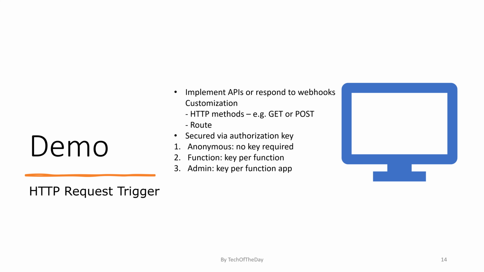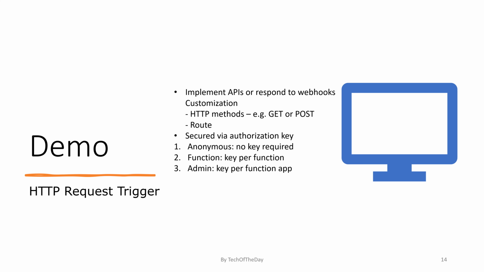When you use an HTTP request trigger, Azure Function lets you customize which HTTP methods, such as GET or POST, can be used to call your function. You can also customize the route to control the URL of your function, and HTTP triggers can be secured by requiring an authorization key. There are three authorization levels.